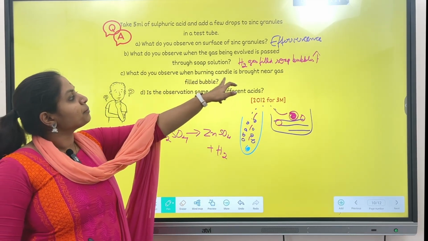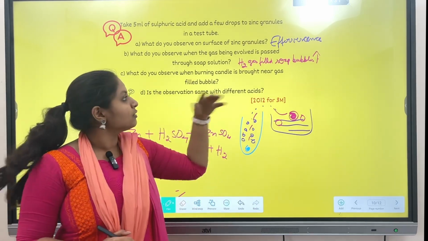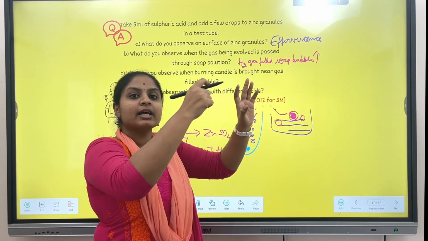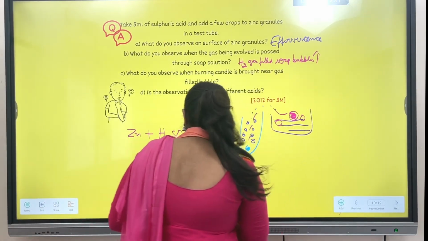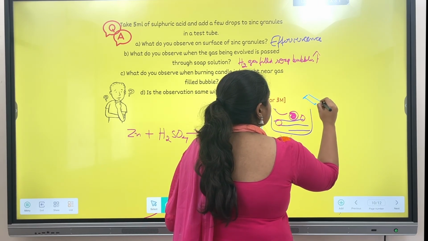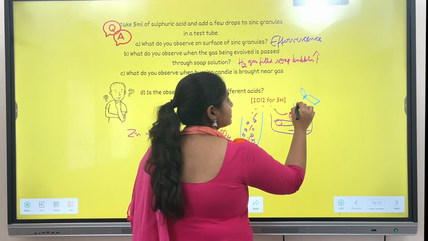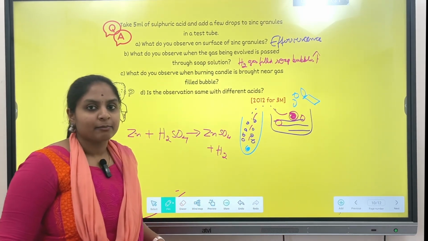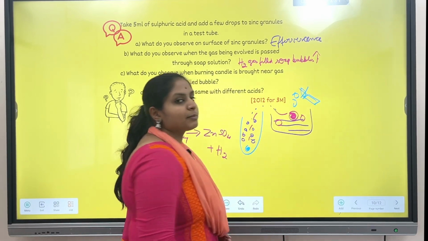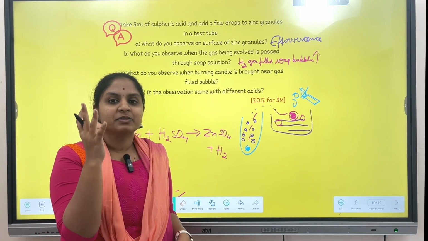What do you observe when a burning candle is brought near the gas-filled bubble? Now we saw that these bubbles are rising up. Now I am bringing a burning candle near it. I have a burning candle like this and there are bubbles coming here. So what will happen? The gas will extinguish the burning candle. So the fire will be gone and we will hear a pop sound.